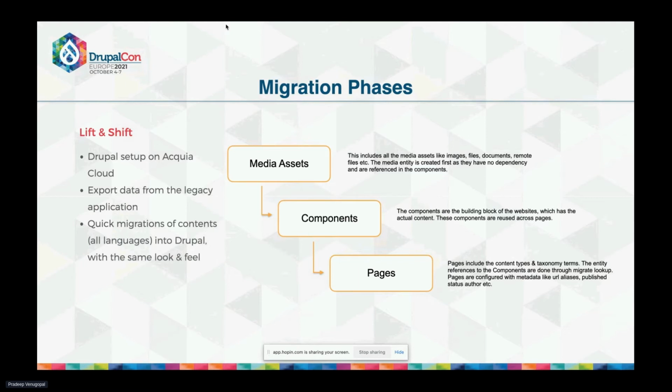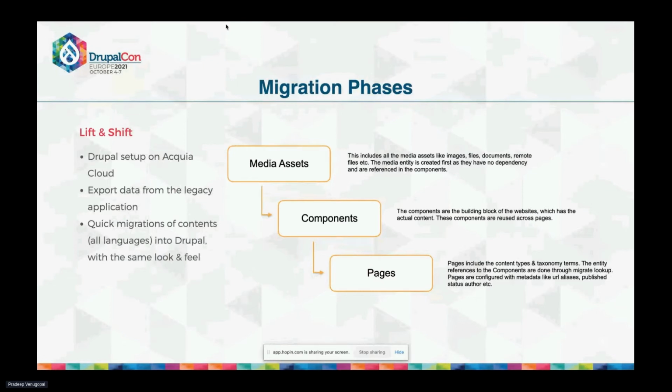So component was our second entity that we migrated, which consumed the media assets which were migrated earlier. And then the final phase of the migration process was the actual creating of the pages. The pages include our taxonomy terms, or any other content type pages, which will have references to the components which were earlier created.